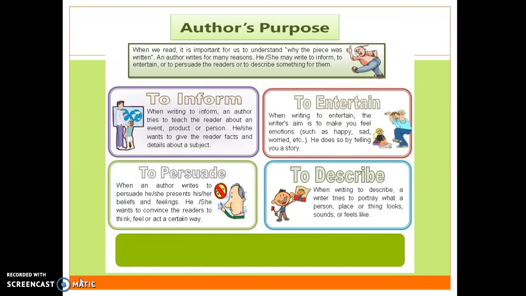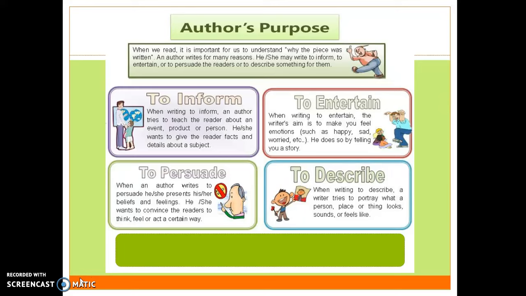When we read, it's important to understand why a piece is written. An author may write for many reasons. They may write to inform, to entertain, or to persuade the reader, or sometimes even to describe something for them. Your teacher may have given you the acronym PIE to remember the three main reasons why an author may write. And if you're asked what is the author's purpose, you can usually rely on one of those three.